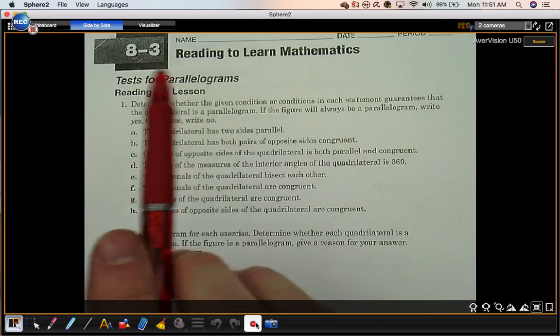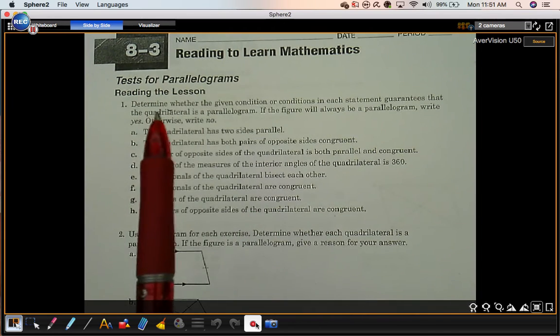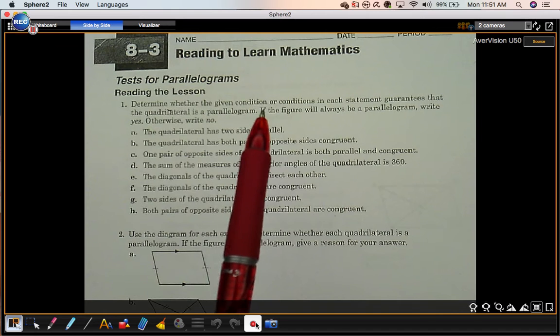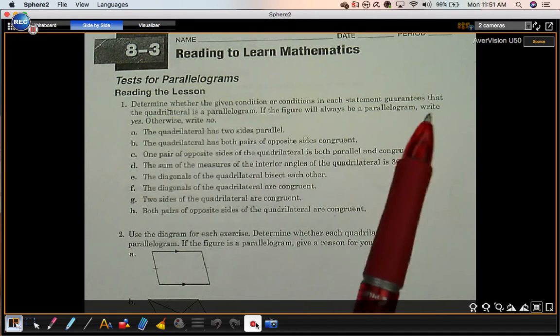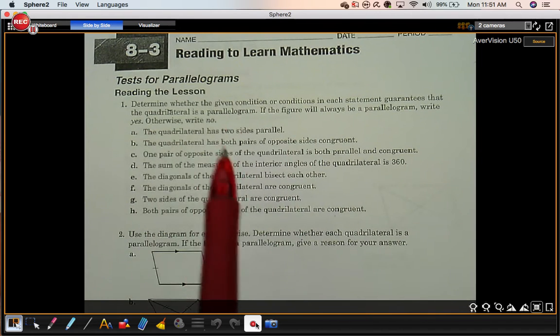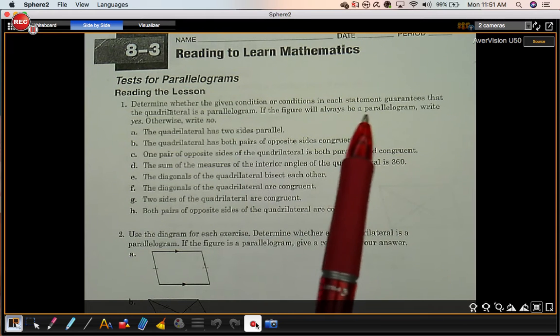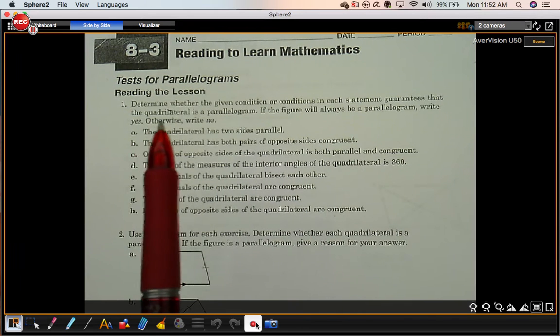This is the Reading to Learn Math for Section 8.3. We're going to determine whether the given condition or conditions in each statement guarantees that the quadrilateral is a parallelogram. If the figure will always be a parallelogram, write yes. Otherwise, write no.